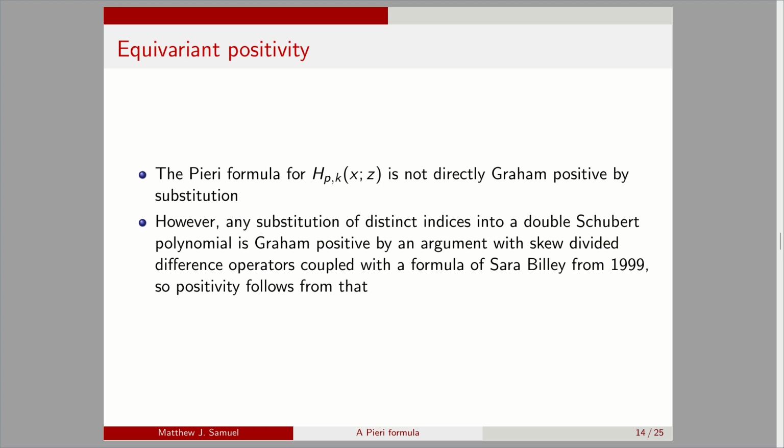I mentioned that the coefficients, when y and z are the same, are Gram-positive. This Pieri formula is not directly Gram-positive by substitution. However, it's a fact that any substitution of distinct y variables into a double Schubert polynomial is Gram-positive, by an argument with skew divided difference operators coupled with a formula of Sarabi from 1999. So you can obtain positivity from this formula because of a substitution of that sort.